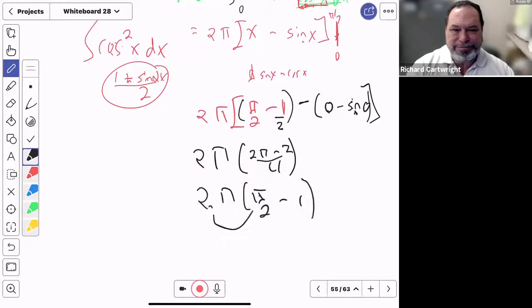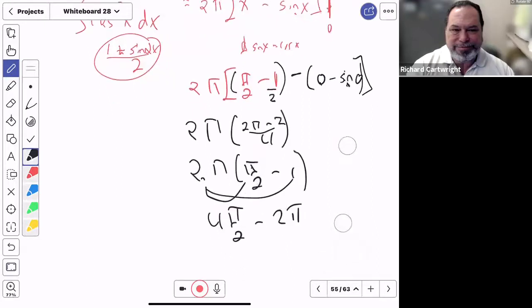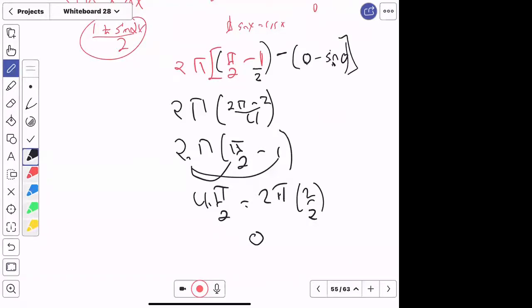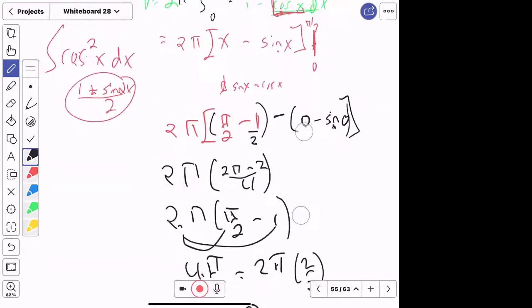2 pi times pi over 2 is 4 pi over 2 minus 2 pi. What's wrong with that answer? I don't think there's anything wrong with it, except if you multiply that by 2 over 2, that gives you 4 pi minus 4 pi. That's 0. Can't be 0. Something's wrong. Help me, somebody. Where did you get the 1/2 from? I don't know. Let me do it again.